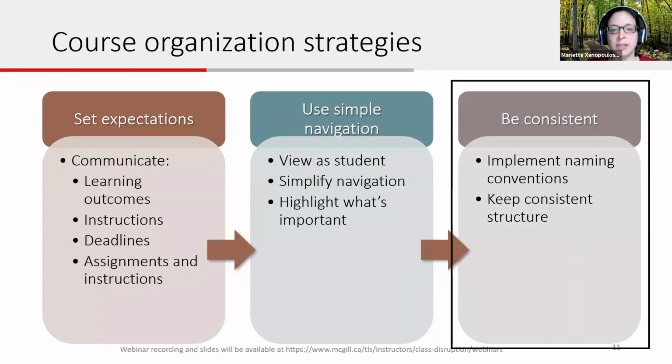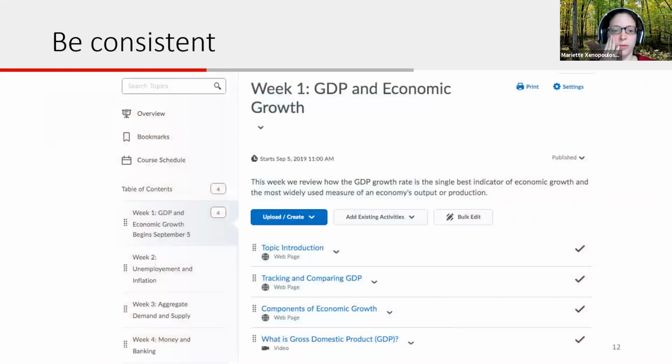The third strategy is in terms of being consistent. So having naming conventions for the way you organize your files, and also keeping the structure consistent. If you choose to organize by week, and a lot of instructors do organize their course materials by week, you can have, for instance, week 1 followed by the topic, and then week 2 followed by the topic, and so forth. It's really important to try to keep that consistency and keep the naming convention as well.